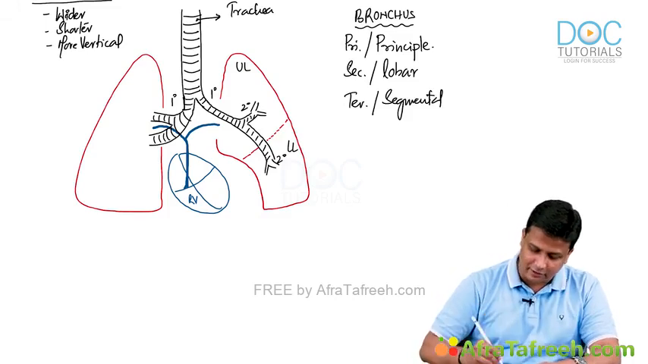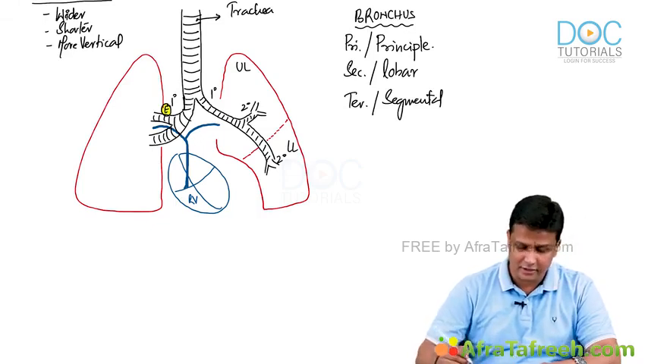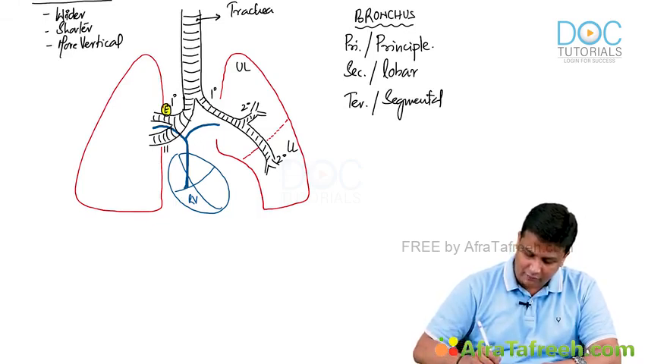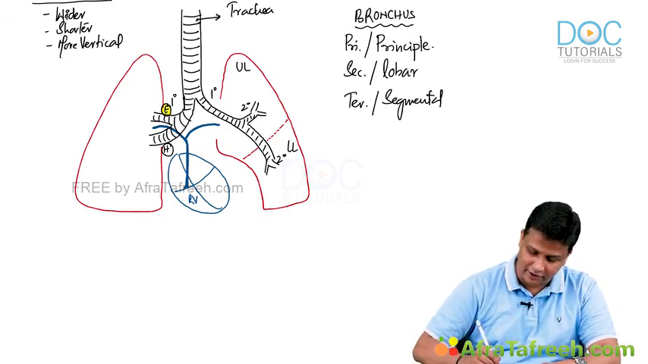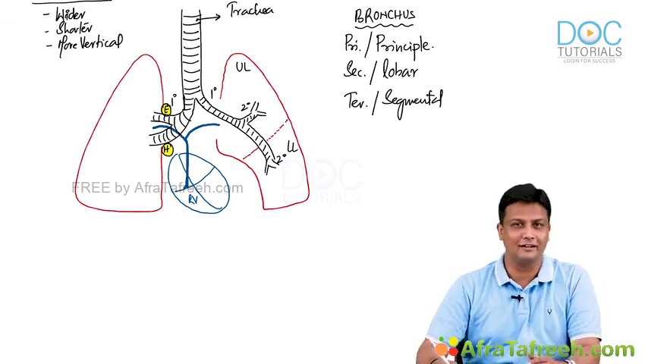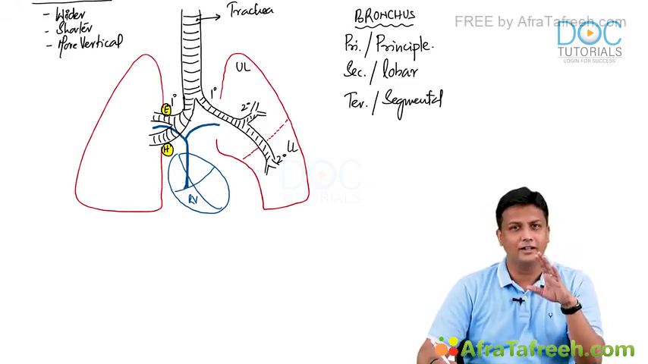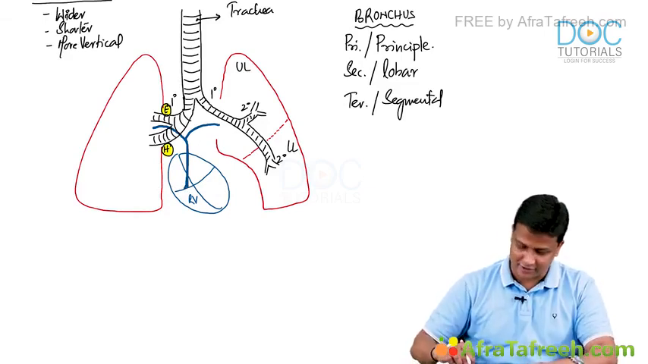The bronchus present above is known as the eparterial bronchus, and the bronchus present below will be known as the hyparterial bronchus. And look at that beautiful name, guys, eparterial. Ep is epi, above the artery. Hyparterial, hyp is below the artery. So eparterial and hyparterial bronchus, guys.